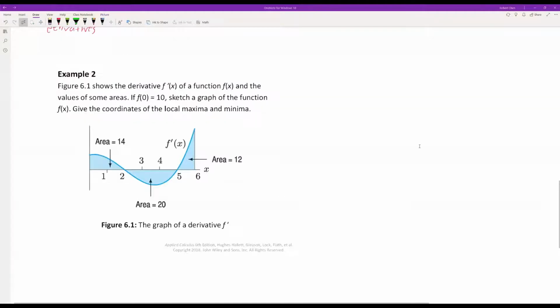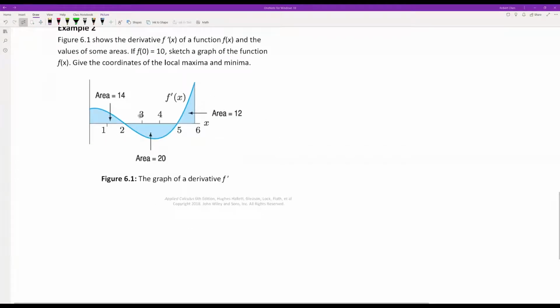All right, so let's look at one example here. Example 2, figure 6.1 shows the derivative f prime of a function f. This blue line represents the graph of f prime, and the values of some areas, right? So we have 0 to 2, the area on the curve is 14, and then 2 to 5, it's 20, and then 5 to 6 is 12. If f of 0 is equal to 10, sketch a graph of the function f. Give the coordinates of the local maximum and local minimum. All right, so let's start with this.